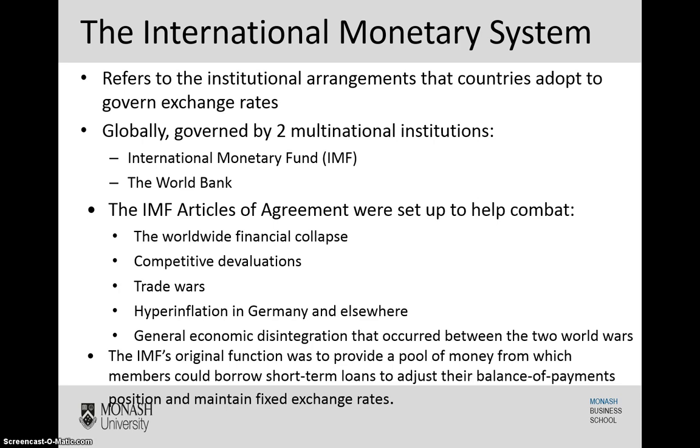Now both the IMF and the World Bank were actually set up in 1944, right at the height, basically, of World War II, when we had representatives from 44 different countries coming together to try and put a stop to a series of financial struggles which had occurred in the preceding decade.